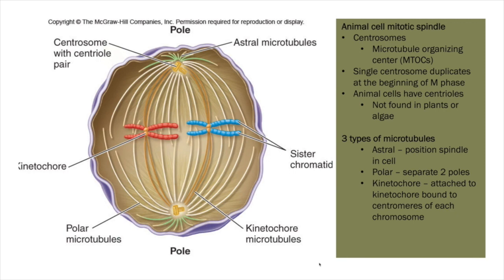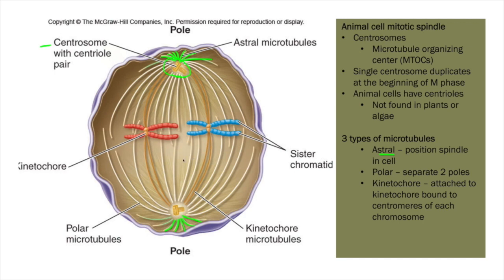In animal cells, we have three different types of microtubules that create our mitotic spindle. We first have what are called astral microtubules. You can see them right here in this picture, up here at each end of the cell. Those astral microtubules come from the centrosome. So this is the centrosome. We have one centrosome that's normally in the center of our cell.